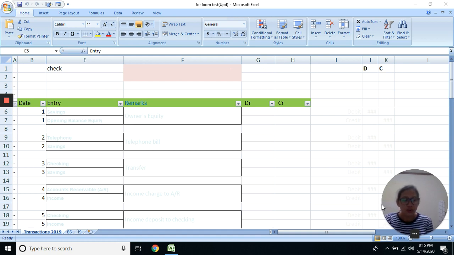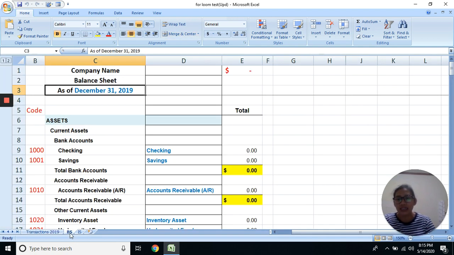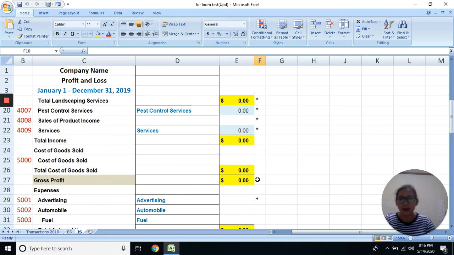Today, I will be showing you that by creating a template with formulas in Excel, you will have an automatic balance sheet and an income statement. Just by linking the spreadsheet to the template, as you input your transactions correctly in the Excel sheet, the balance sheet and income statement template will automatically update. So let's start. As you can see in the Excel file, we will input the transactions in the sheet, and you can see that the balance sheet has zero amounts and the income statement has zero amounts.